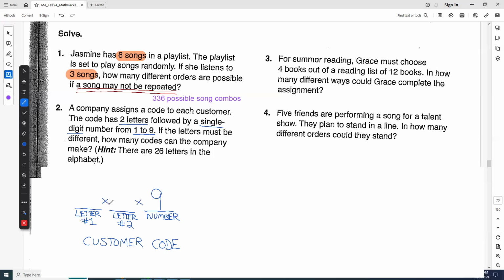How many possible choices are there for the first letter of the customer code? 26. 26, good. And if the letters must be different, how many choices do we have for the second letter? Good. And then all we gotta do is plug and chug. So what is 25 times 24 times 9?